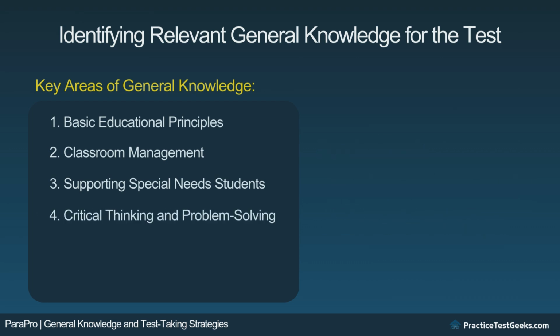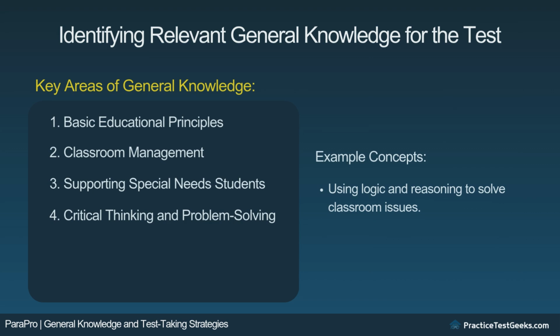4. Critical thinking and problem solving. The ability to analyze situations, think critically, and make informed decisions is important in any educational environment. Example concepts. Using logic and reasoning to solve classroom issues. Making sound decisions based on data and observation.